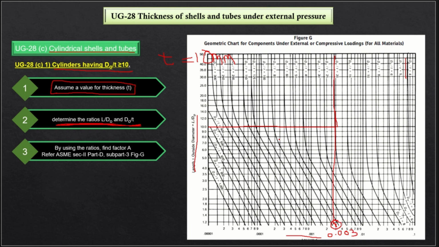Like that you need to find it. If your L by Do ratio is greater than 50, the graph is given up to 50 only. If you get greater than 50, then you need to select 50 only. If below 1.2, you need to select 1.2 only. These are the conditions given in the code, guys. So let's move to the next step.